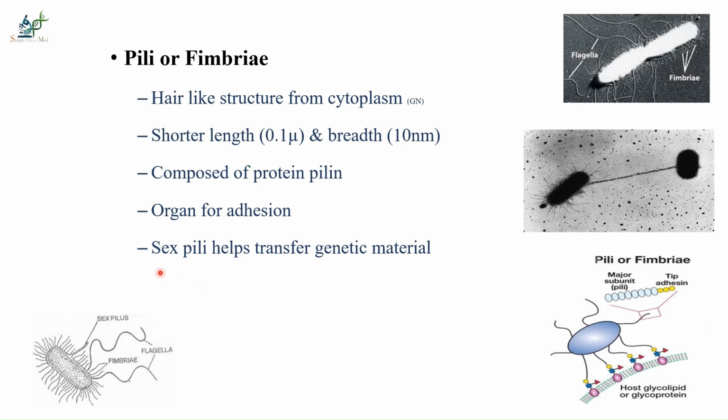And some bacteria will have sex pili. It will help in the transfer of genetic material from one bacterium to another bacterium. This is about the pili and fimbriae seen in gram-negative bacteria only, not in gram-positive bacteria.